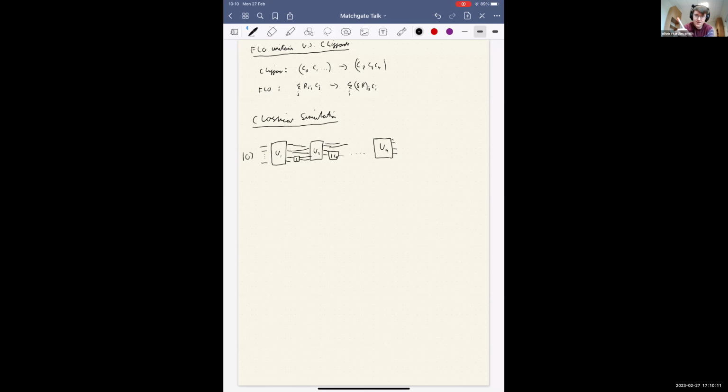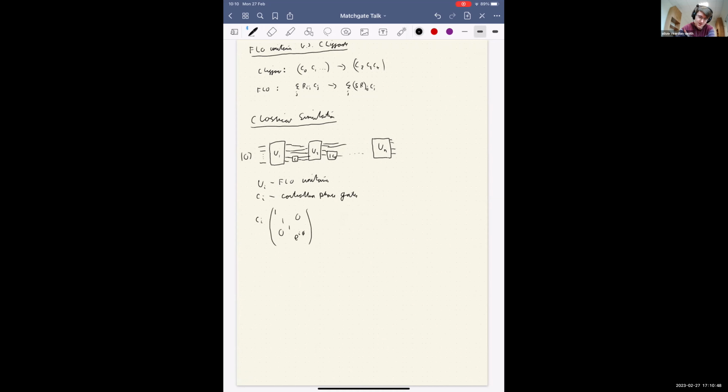Okay, and what are these things? These U's individually are FLO unitaries. And these C's, C_i, are controlled phase gates. So C_i is something like the matrix 1, 1, 1, e^{iφ} in the computational basis, with the zeros not written. So they're controlled phase gates to arbitrary phase.